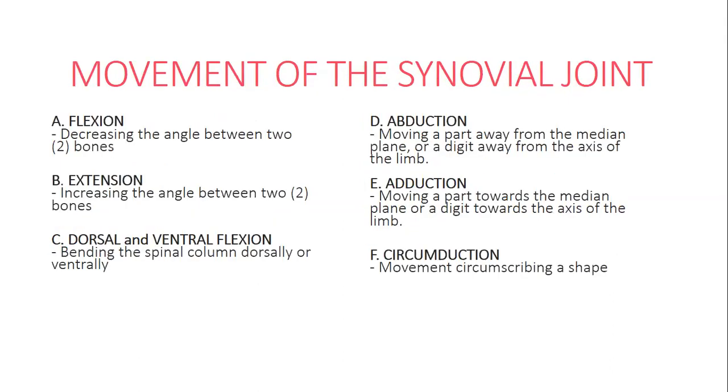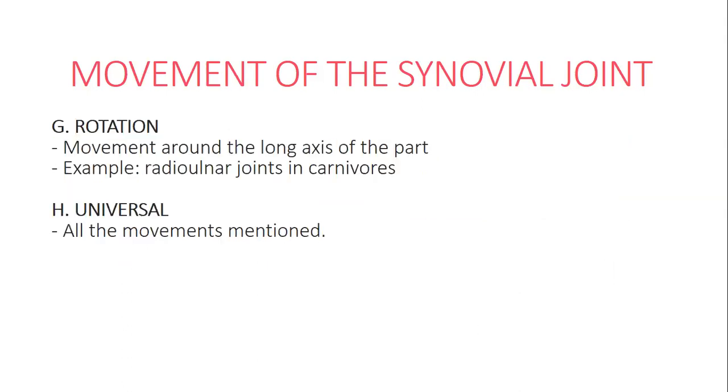So when you say movement of the synovial joint, you have flexion, extension, dorsal and ventral flexion. That's the bending of the spinal column dorsally or ventrally, which is due to your cranial and caudal articular processes. Then abduction, adduction, circumduction, rotation, and universal movement.